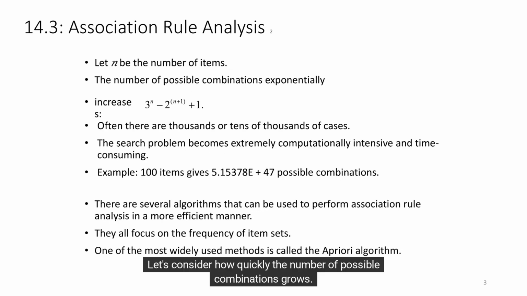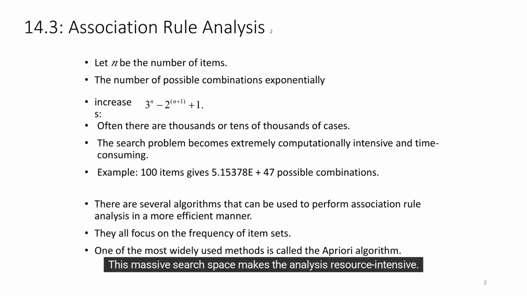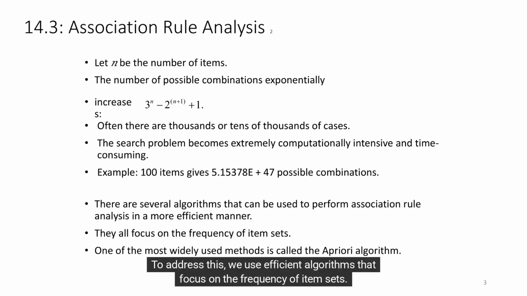Let's consider how quickly the number of possible combinations grows. For example, with just 100 items, there are over 5.1 times 10 to the power of 47 possible combinations. This massive search space makes the analysis resource intensive. To address this, we use efficient algorithms that focus on the frequency of item sets. The a priori algorithm is one of the most widely used methods for association rule analysis.